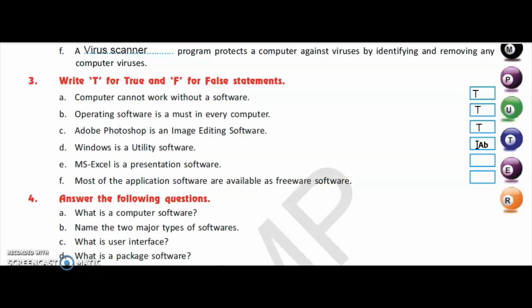Now next one is Windows is a utility software. Is it? No, it is false because it is an operating system. So this statement is false. Now MS Excel is a presentation software. This is also a wrong statement because it is a spreadsheet type of software. So this statement is also false. Now most of the application software are available as freeware software, and this is also a wrong statement. So this is false.